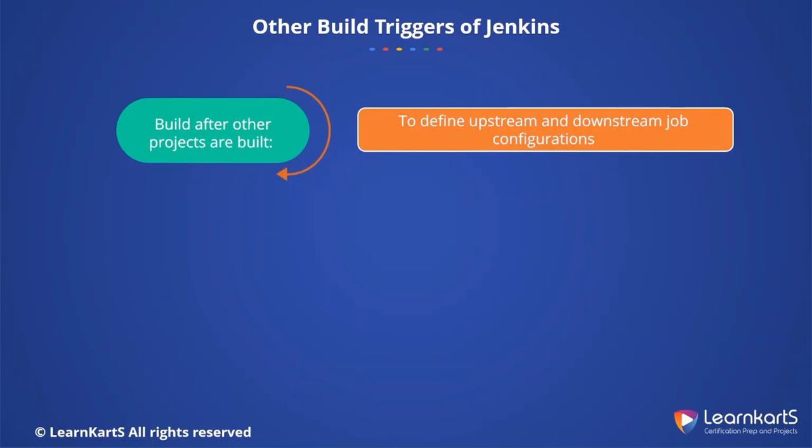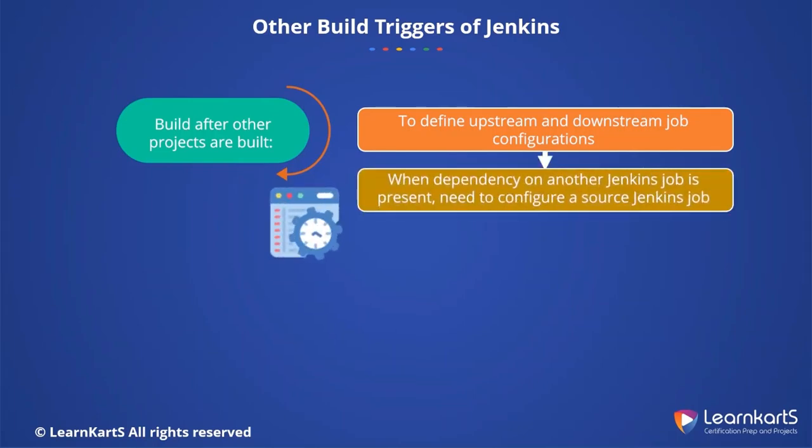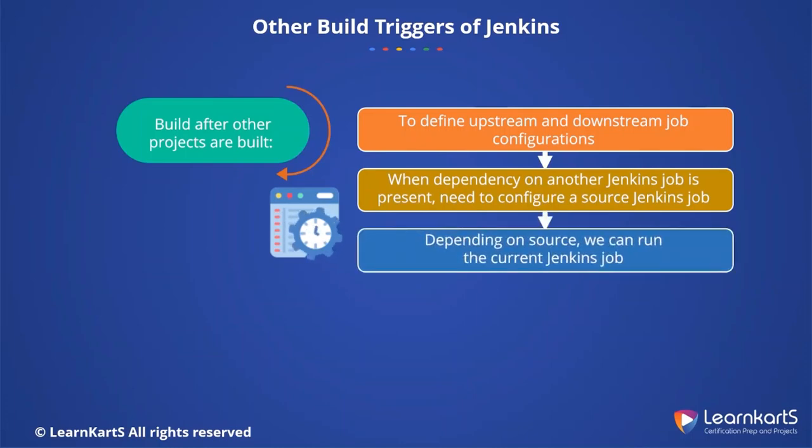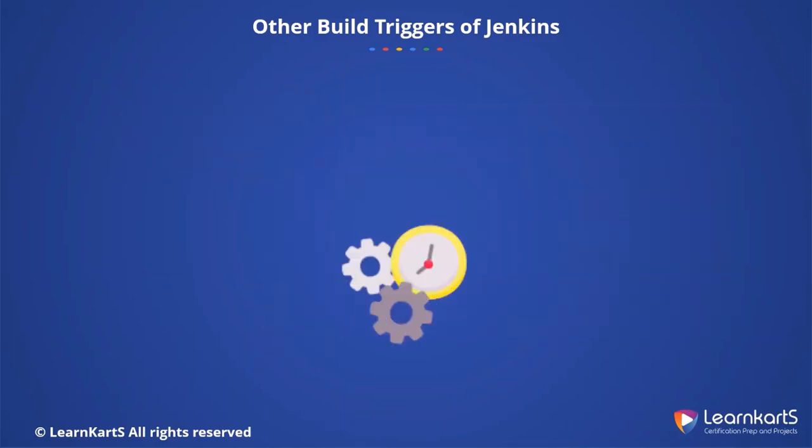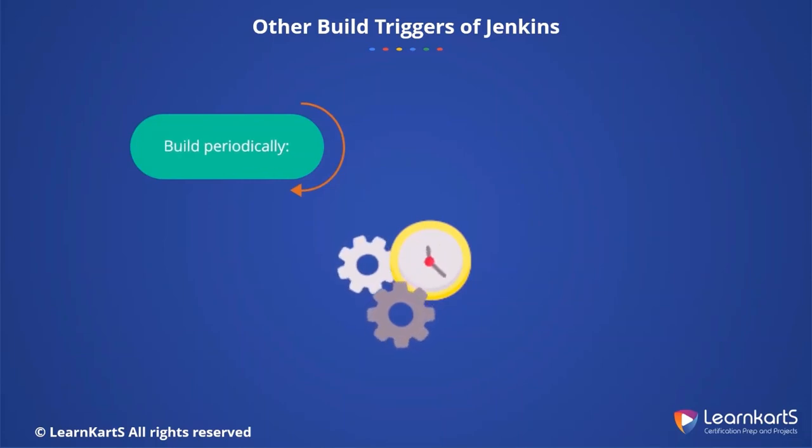So we were saying that I don't want to manually trigger this build, but it has a dependency on another Jenkins job. In this one, you have to configure a source Jenkins job, depending on which you want to run the current Jenkins job. When the source Jenkins job is successful, your current Jenkins job gets triggered automatically. So it was all dependent on another Jenkins job. The whole response was coming up in that particular case according to that activity. So we are not talking about how these builds are really going to happen in this case completely.